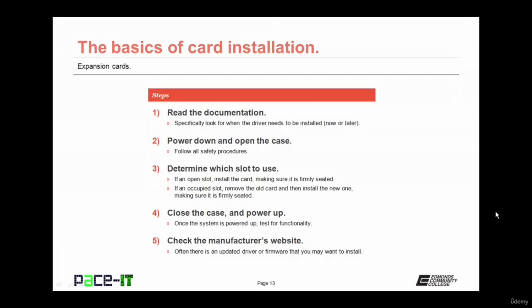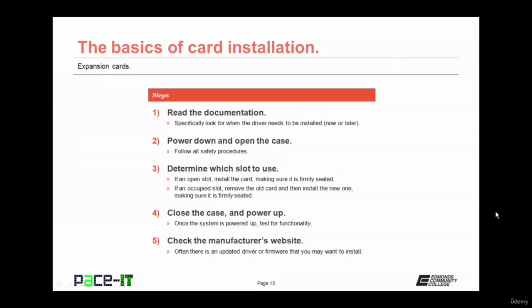Step 2. Power down and open the case. Make sure you follow all safety procedures. Step 3. Determine which slot you're going to use. If there's an open slot, install the card, making sure it is firmly seated. If you're going to install it into an occupied slot, remove the old card and then install the new one, making sure it's firmly seated. Then you close up the case and power up. Once the system is powered up, test for functionality. Make sure it works right.